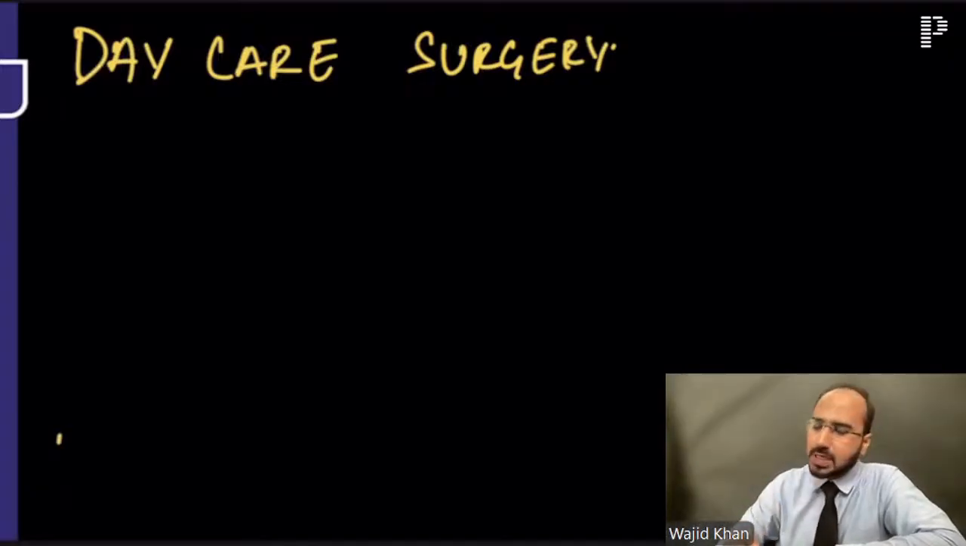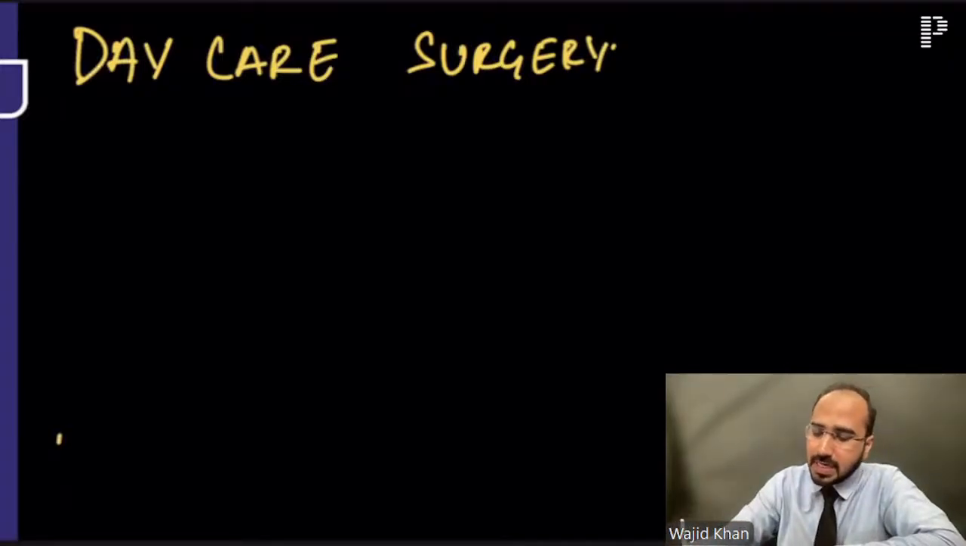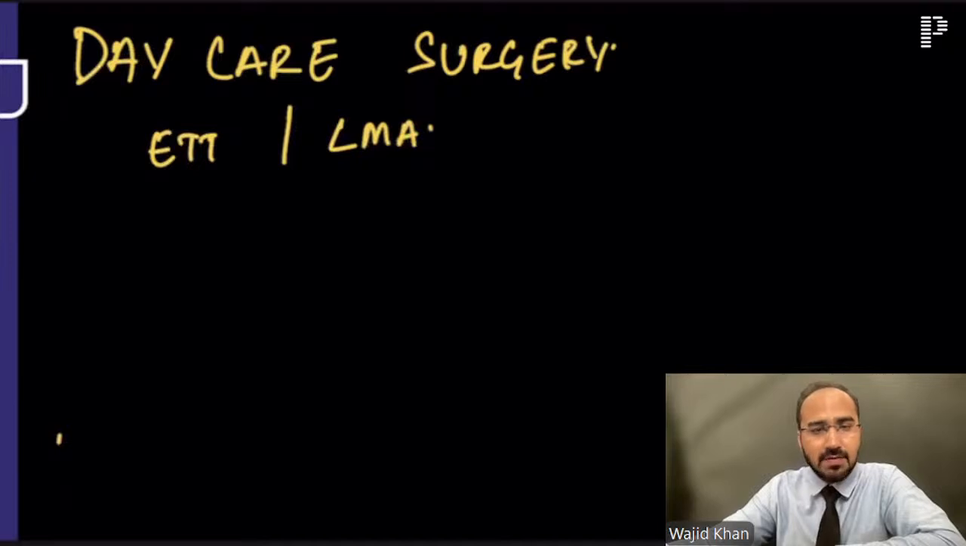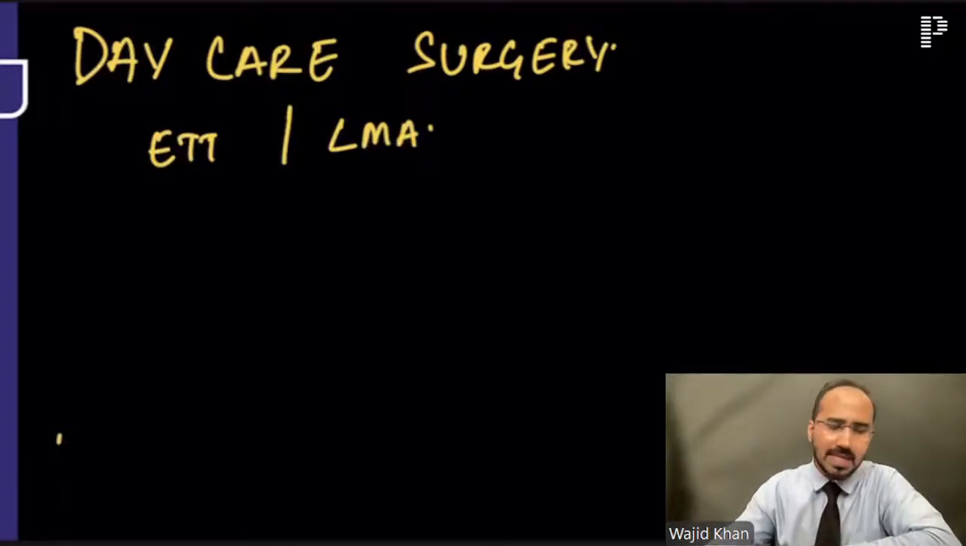When a patient is posted for daycare surgery, I'm just asking you guys, how will you secure the patient's airway? Will you secure the airway with an endotracheal tube, or with an LMA? Which one would be the best for him? Remember, for daycare surgery, your aim should be that the patient has no complaints in the post-operative period.